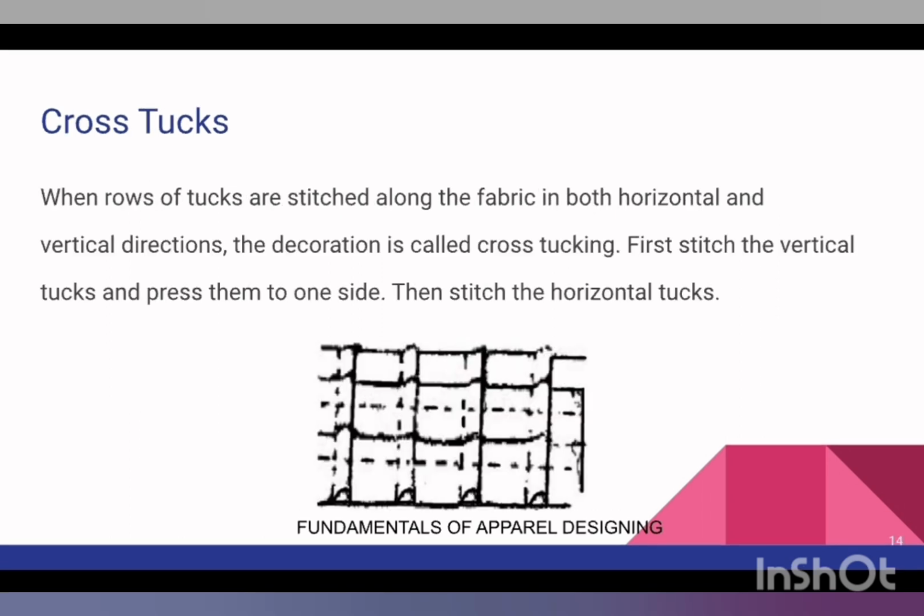Next, cross tucking. When rows of tucks are stitched along the fabric in both horizontal and vertical directions, the decoration is also called cross tucking. First stitch the vertical tucks and press them to one side, then stitch the horizontal tucks. The below image is cross tucking.